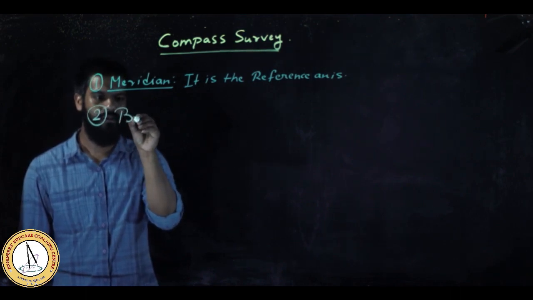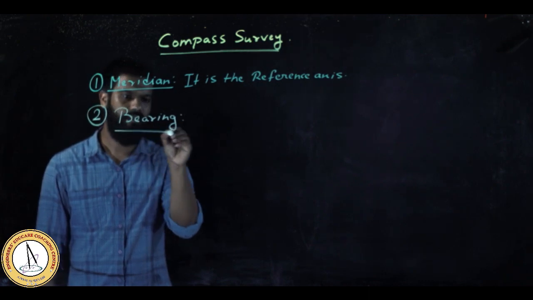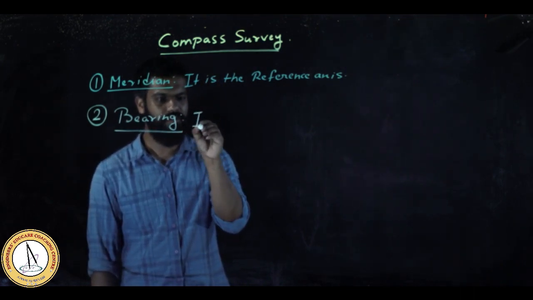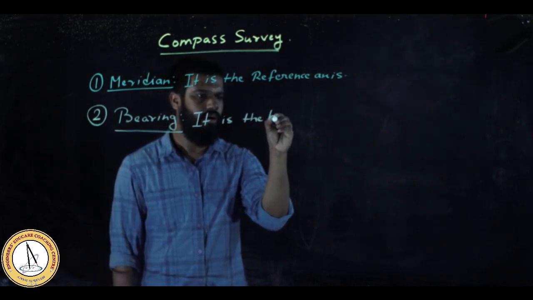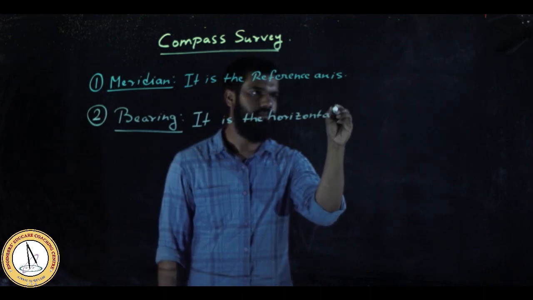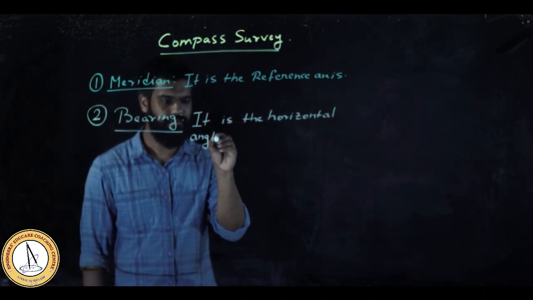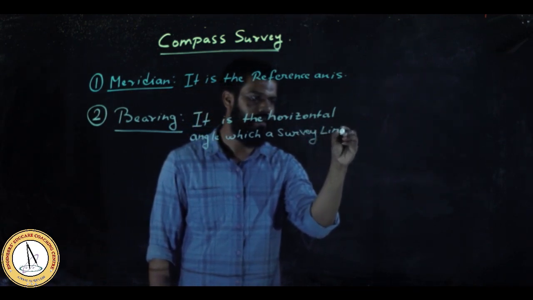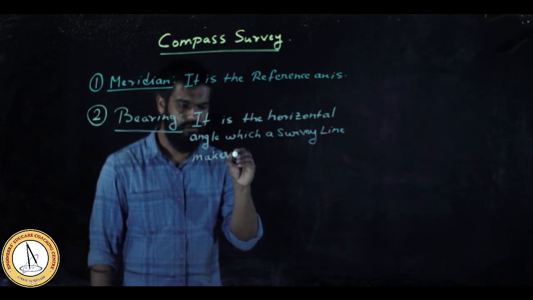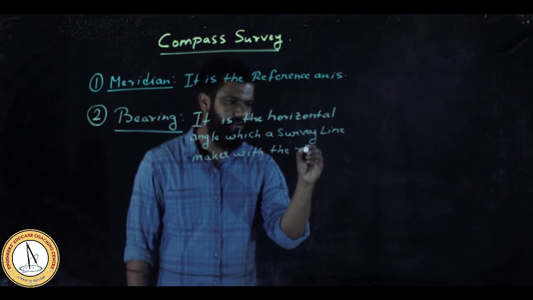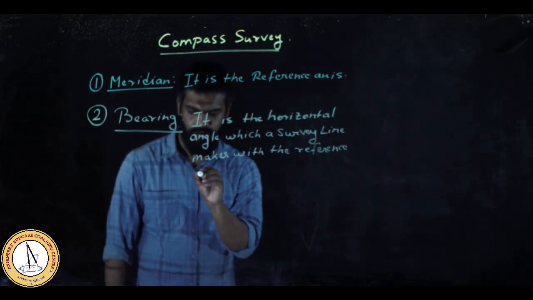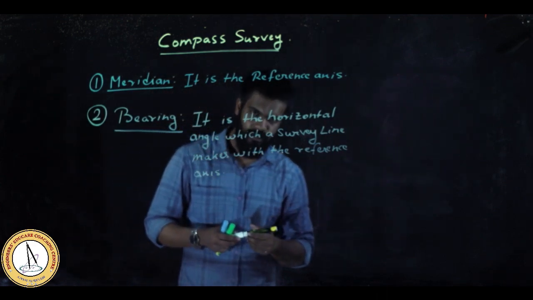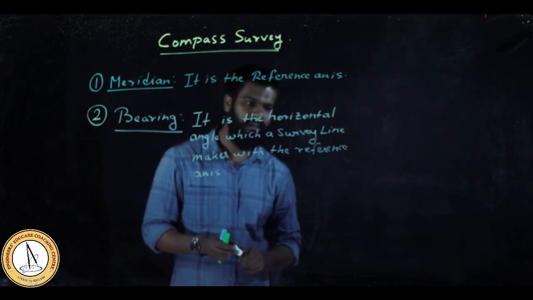Now let us move to the second term, that is number two. We call it the bearing. So first of all, let us see the definition of bearing. It is the horizontal angle which a survey line makes with the reference axis. So in this case, our reference axis is nothing but the meridian. So the definition of bearing is that it is the horizontal angle which a survey line makes with the reference axis.